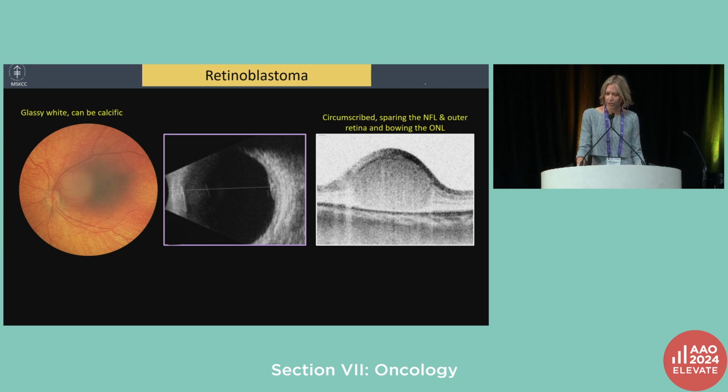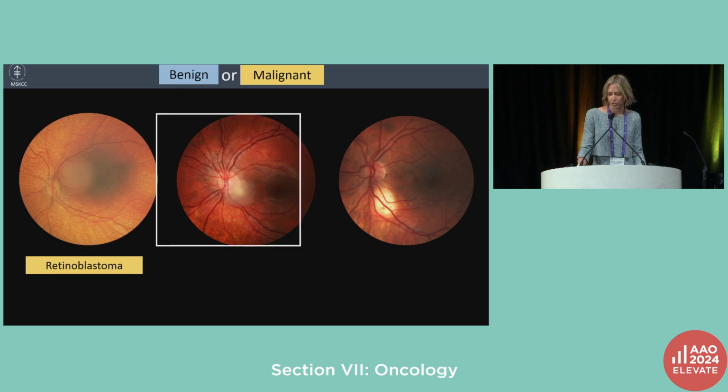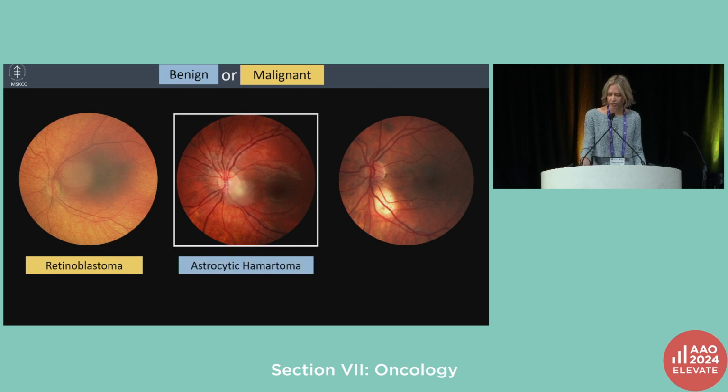It's sparing the nerve fiber layer and the outer retina, and you can see bowing of the outer nuclear layer. All of them can look sort of different from this, just an example of one.